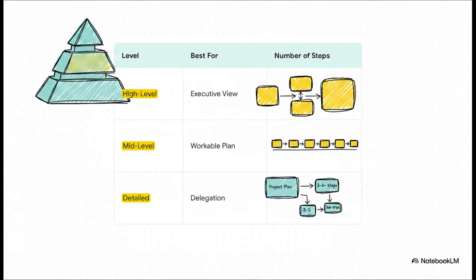Let's break that down. You can really think about it in 3 levels. High level is for your executive summary, just the 3 to 5 major phases to show the big picture. Mid-level is more like your standard project plan, maybe 5 to 12 really concrete steps. And then you have detailed, which is what you use when you're delegating work, breaking those main steps down into 3 to 5 super clear subtasks.